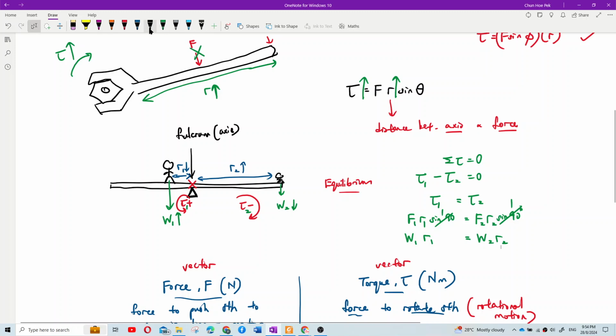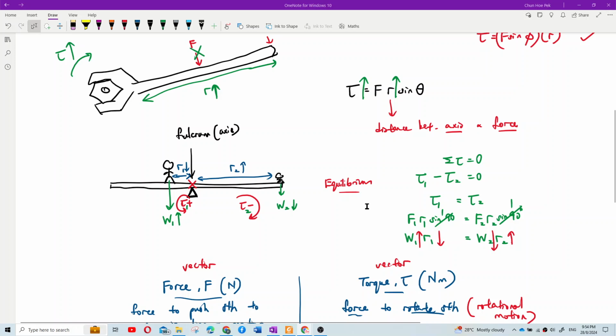It must be in equilibrium. That means I am very heavy, I must sit near. My distance must be small. My baby is very light, must be very far away. Only then will it be in equilibrium. Only then can my baby sometimes go up, sometimes go down, right? Only then is it equal. Do you understand, class?